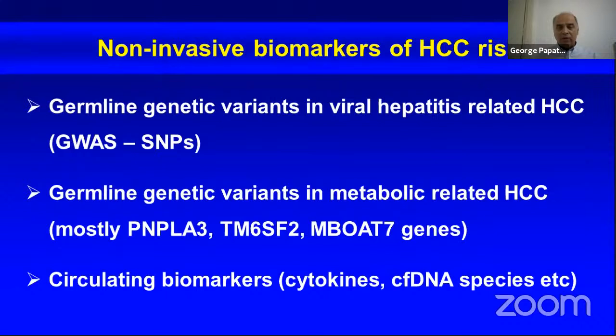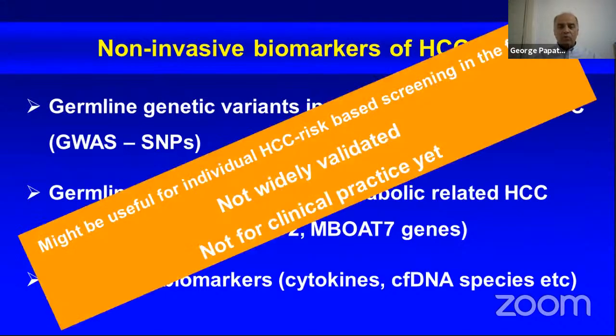So, non-invasive biomarkers of the ACC risk: we all know that there have been several reports about germline genetic variants in viral hepatitis-related ACC, mainly through GWAS studies and the identification of specific single nucleotide polymorphisms. Similarly, there are germline genetic variants in metabolic-related ACC, the most well-known being variants of the gene PNPLA3, but other genes as well. And there are several studies reporting differences in the level of circulating biomarkers, cytokines, cell-free DNA species, and others, reporting at least some difference in the ACC risk. But because we don't have the time to go into details for these studies, I would say such markers might prove useful for individual ACC risk-based screening in the future, but they are not widely validated yet, and therefore they are not ready for clinical practice.